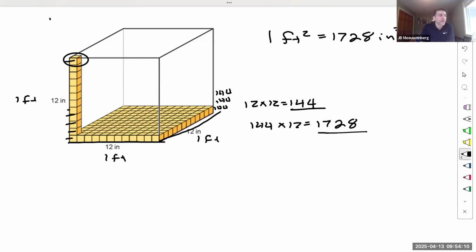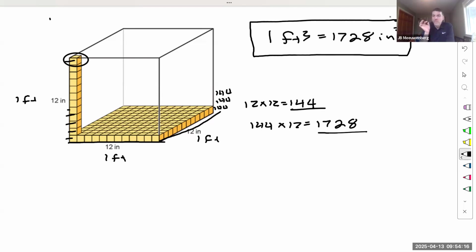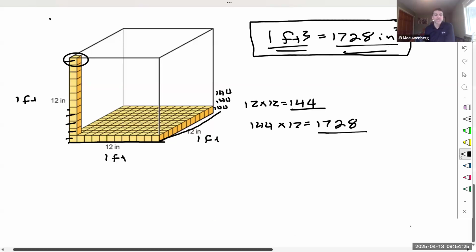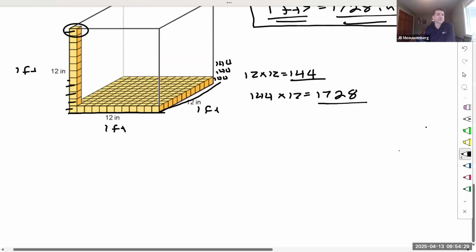Earlier I wrote a 2 there, and I see I should have written a 3. I said cubic and I wrote a 2. We use the exponent of 3 to demonstrate cubic measurements. So 1 cubic foot is equal to 1,728 cubic inches.